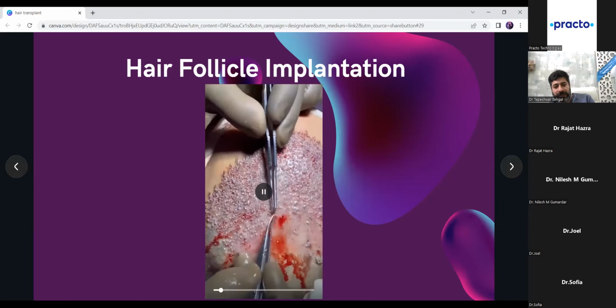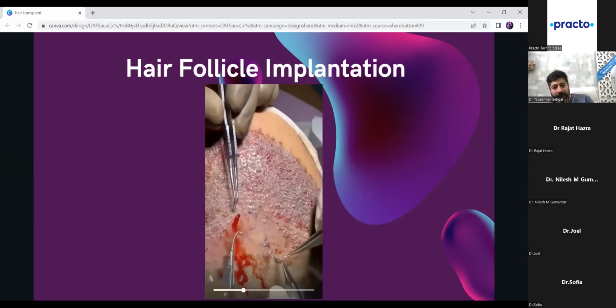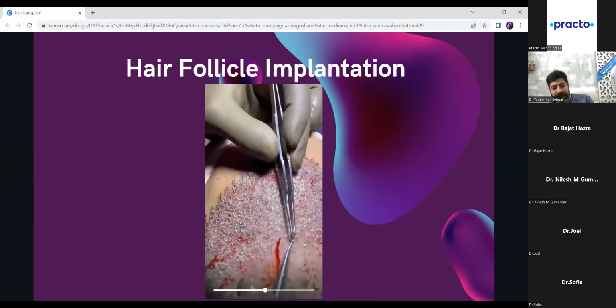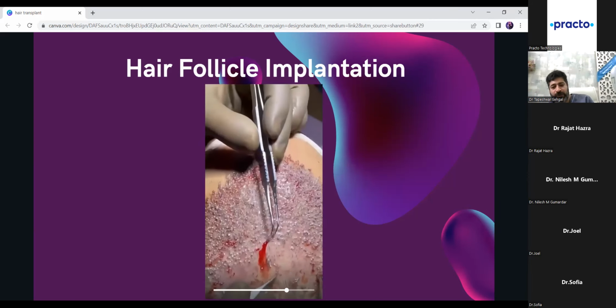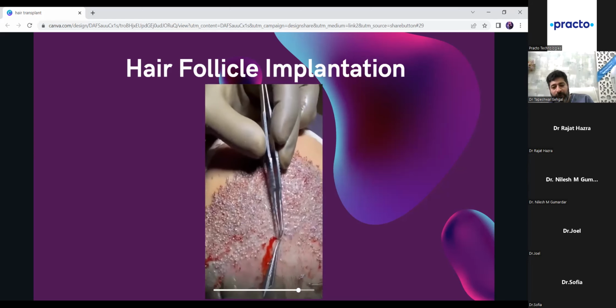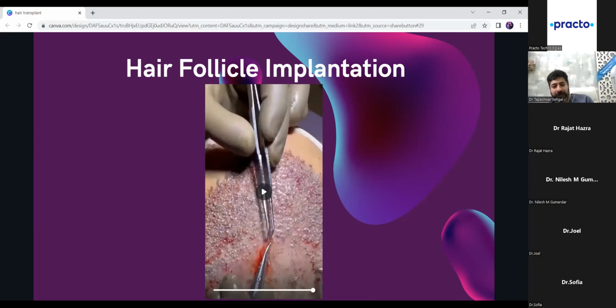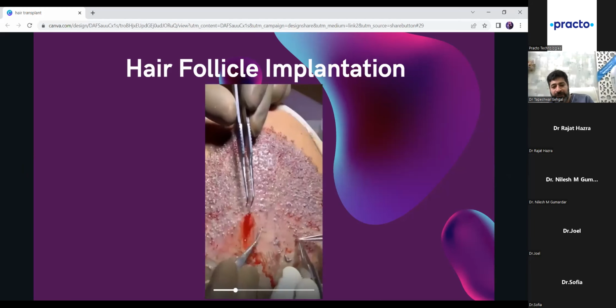And just see the graduation of density from front to back. In the front, you see we have put very dense grafting. The hair follicles are so close. And as we go back, we do it a little sparse. When we have limited hair, I'm playing it again, when we have limited hair, we have to use them very judiciously.